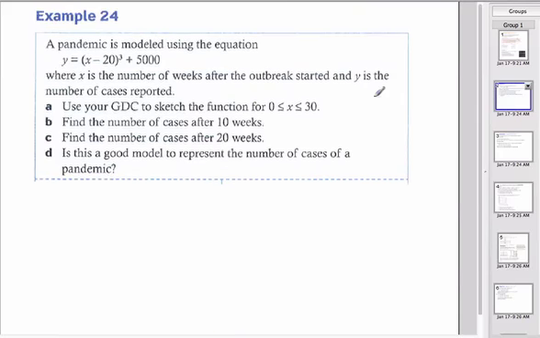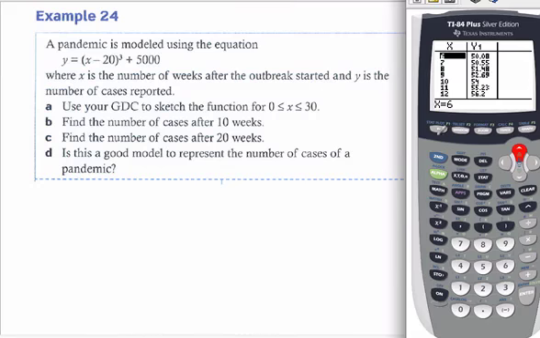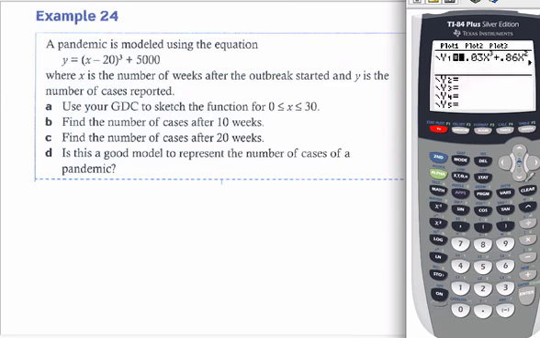Next we're going to do this example of a cubic function. So a pandemic model is used where x is the number of weeks after the outbreak has started and y is the number of cases reported. So this is the spread of some sort of disease modeled by this equation. We're going to use our calculator to sketch the function. So I'm going to type in the equation. We'll go to graph, but we need the window for the x values to go up to 30.